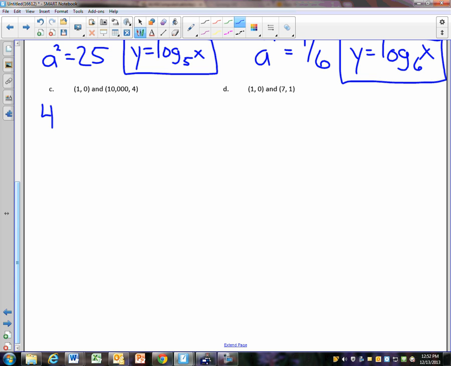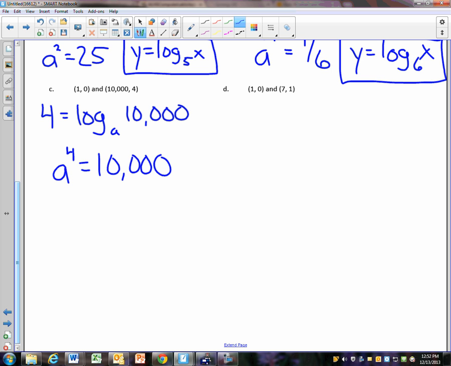C, I have a y value of 4. I don't know what it means, so I rewrite it in a form I can understand. A to the 4th power is equal to 10,000. What number do you take to the 4th power to get 10,000? 10. So you have y equals log base 10 of x.